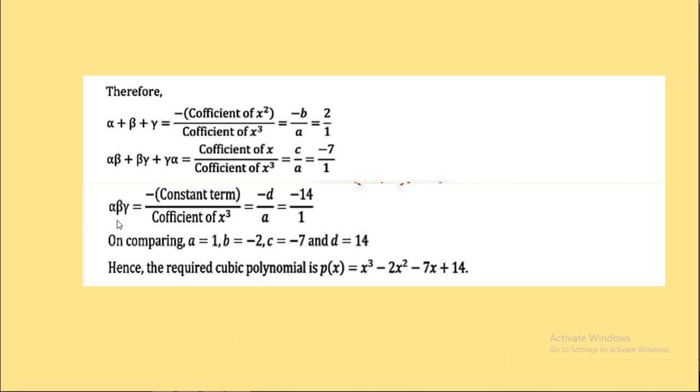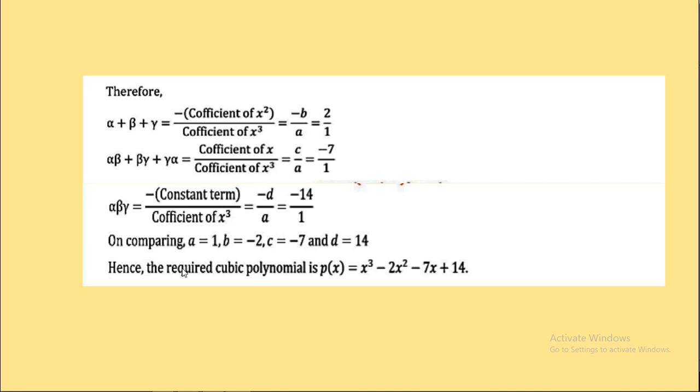And the next relation is that the product of the zeros is equal to minus the constant term divided by the coefficient of x³, that is minus d by a, and from the question we are given that the product of the zeros is equal to -14, so we write it as -14 by 1, and from this we get that minus d is equal to -14, that means d is equal to 14 and a is 1.